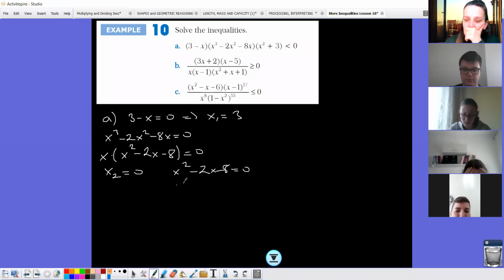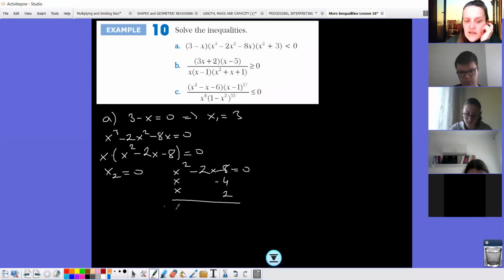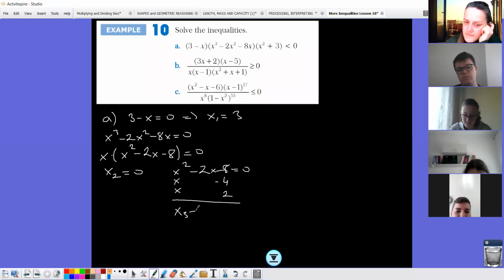Okay. And x3 will be 4. So here we are factorizing it. 4 and 2 we have. It will be minus 4 and 2, teacher. Okay, then x3 will be 4, and x4 will be minus 2. And then we have the last.